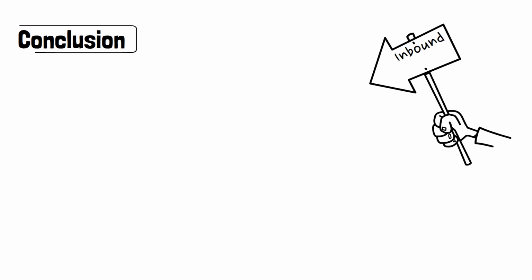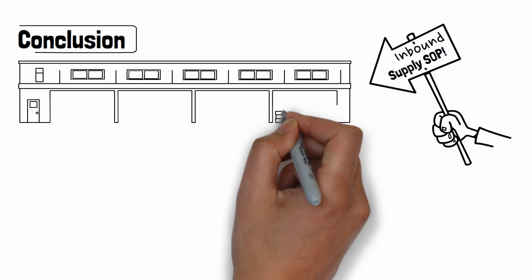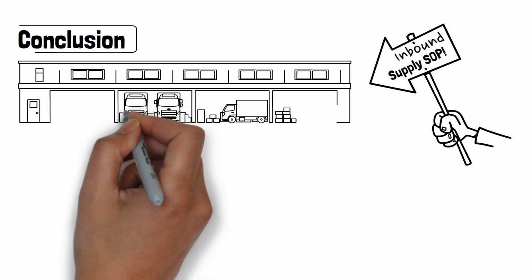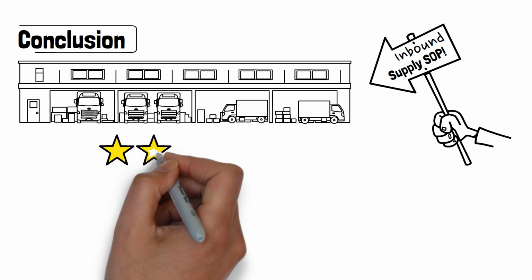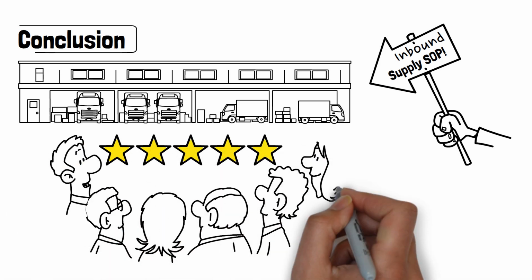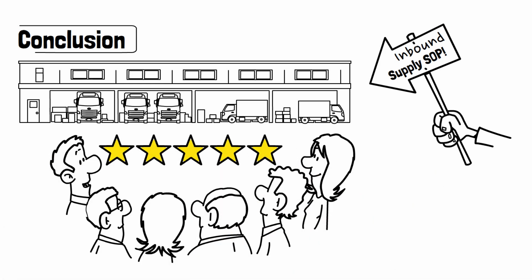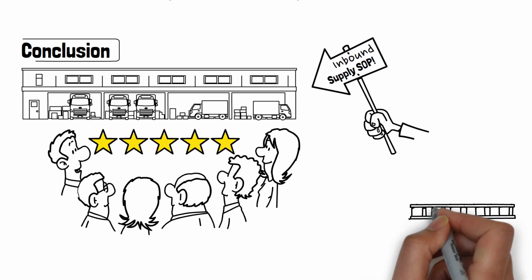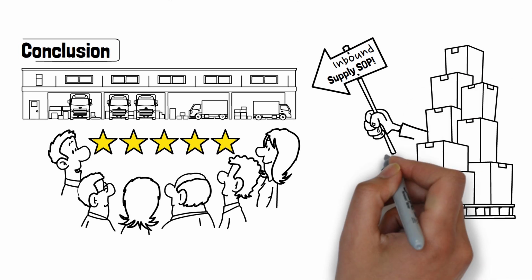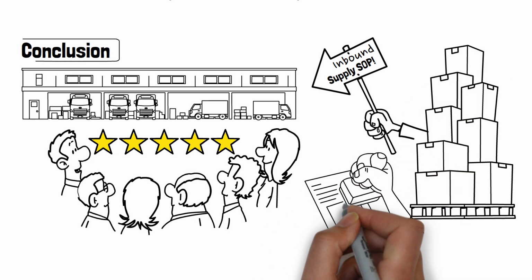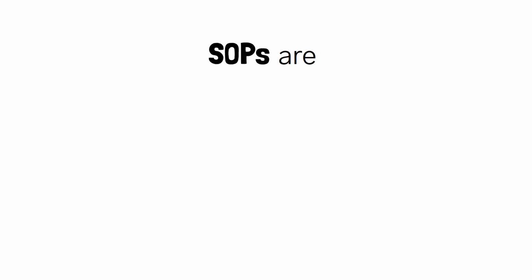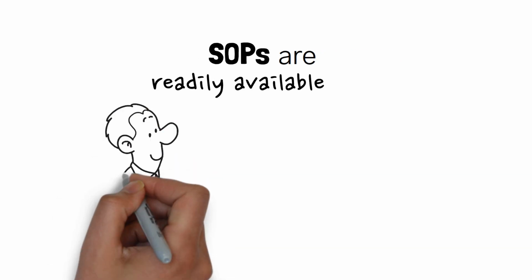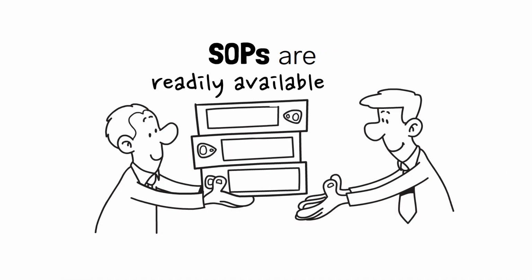Conclusion. That wraps up our overview of the inbound supply SOP. By following these steps, we ensure that our warehouse runs smoothly, products remain safe and high quality, and we meet our responsibility to customers and the community. The information we covered is essential for you to perform your job properly. SOPs are readily available, and you should refer to them if you have questions about their application.